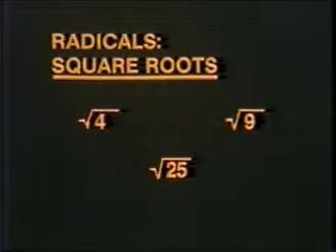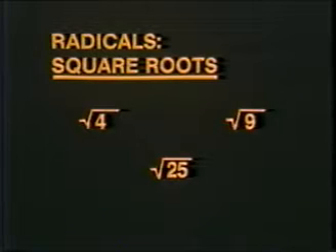Radicals are roots. That's what the word means. Square roots are one kind of radical. We recognize them by the funny-looking square root sign. The square root of 4, the square root of 9, the square root of 25. Fine, but what does that mean?